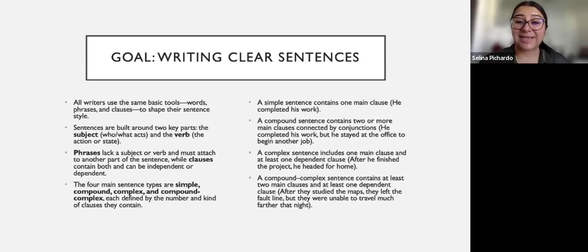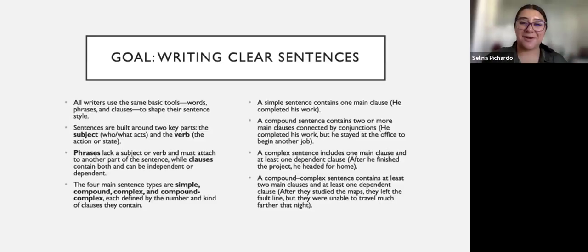A complex sentence includes a main clause and at least one dependent clause. So, for example, after he finished the project, that's one dependent clause, he headed home. So, as you can see, one can't live without the other, is how you want to look at it.